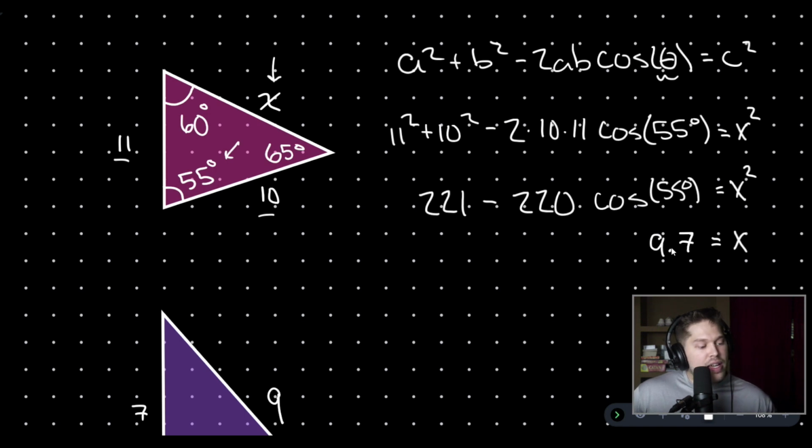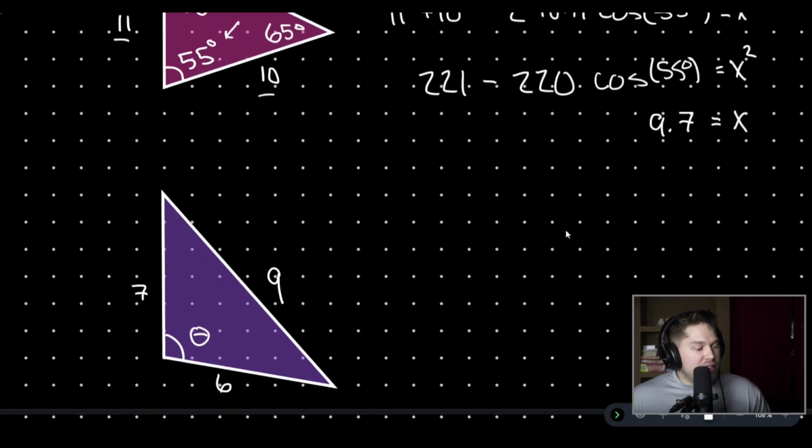Then let's ask ourselves, does this answer make sense? Does 9.7 make sense? You always want to ask yourself, does my answer make sense? In the context of this question, it does make sense because x is opposite 55 degrees, and 55 degrees is the smallest out of the three in this triangle. Therefore, x should be the smallest side length, and it is. So 9.7 does make sense as an answer here. Excellent. Let's continue onward.